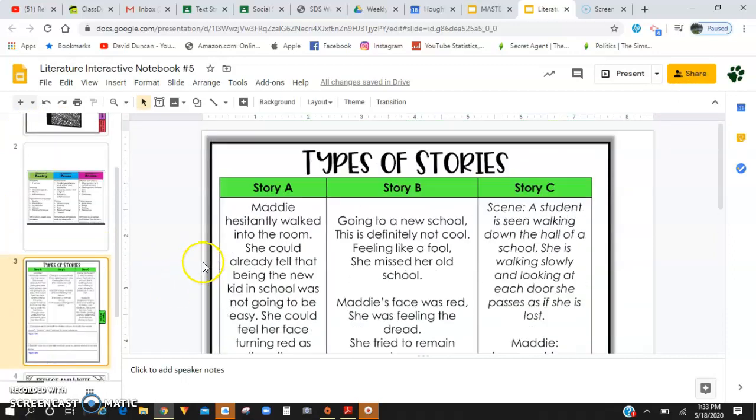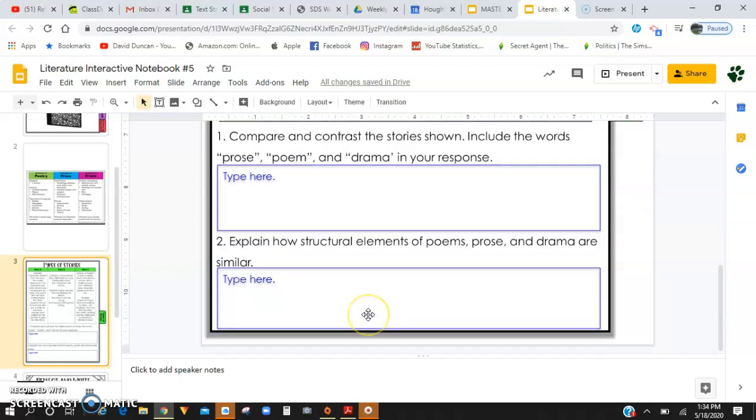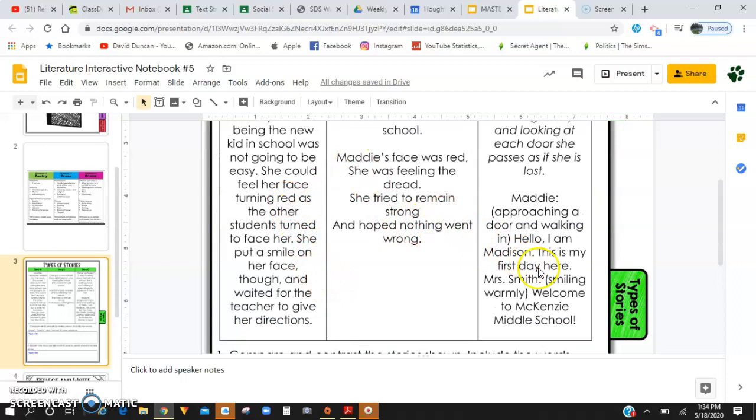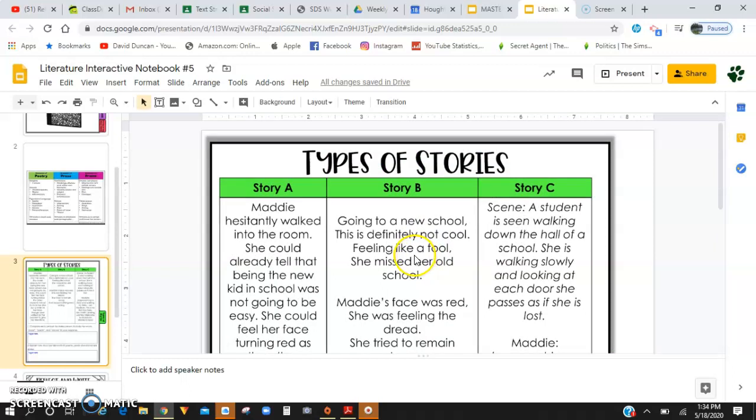But going to our next slide, you have 3 different stories, story A, B, and C. You need to compare and contrast the stories shown, and you have to include the words prose, poem, and drama in your response, okay? Then you have to explain how the structural elements of poems, prose, and drama are similar. So here you're comparing and contrasting the stories using prose, poem, and drama, and down here you have to state how they're similar. Okay, so you have 3. One of these is a prose, one of them is a poem, and one of them is a drama.